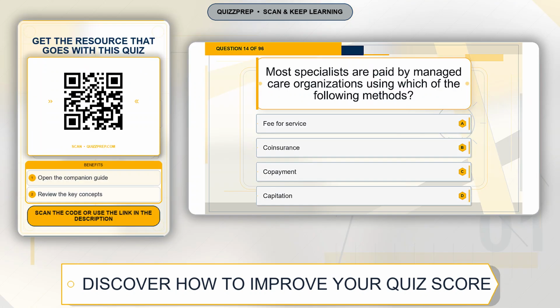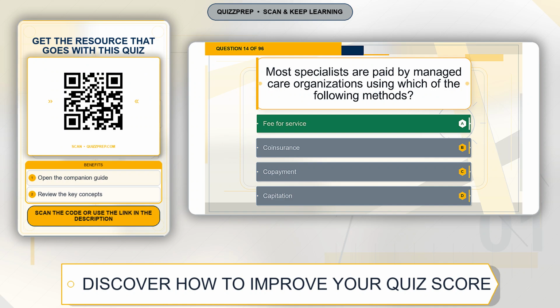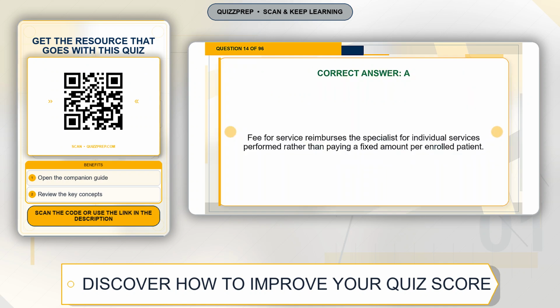Question 14. Most specialists are paid by managed care organizations using which of the following methods? Option A. Fee-for-service. Option B. Coinsurance. Option C. Copayment. Option D. Capitation. The correct answer is option A. Fee-for-service. Explanation. Fee-for-service reimburses the specialist for individual services performed rather than paying a fixed amount per enrolled patient.